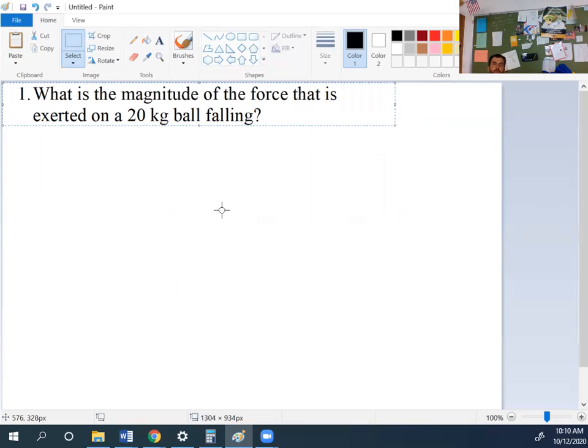What is the magnitude of the force exerted on a 20-kilogram ball that is falling? So this is still force, mass, acceleration, so I'm still going to use F equals ma. Sort of. So let me pick on Claire. What is the mass in this problem?